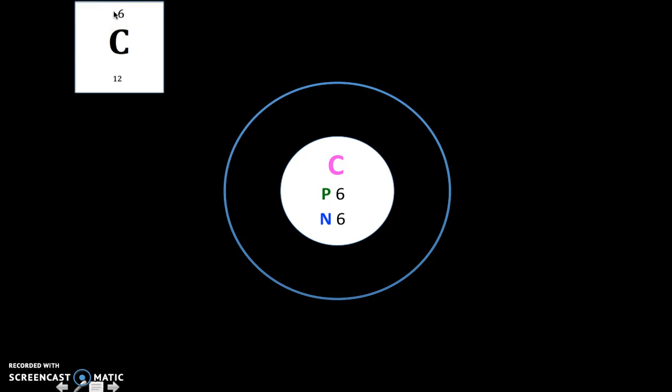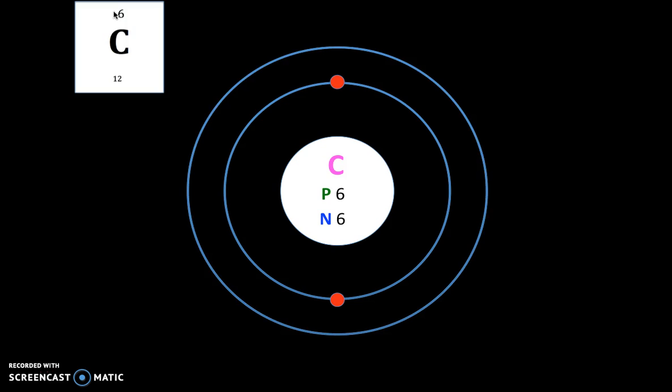So our first shell is going to have 2 electrons. And we're going to draw our second shell, but not write the electrons yet. We're going to think about how many electrons we still need to put in the model. We have 2 so far, and we need to have 6. So that means we need 4 more. And even though the second shell can fit 8, we're only going to put 4 in the second shell.